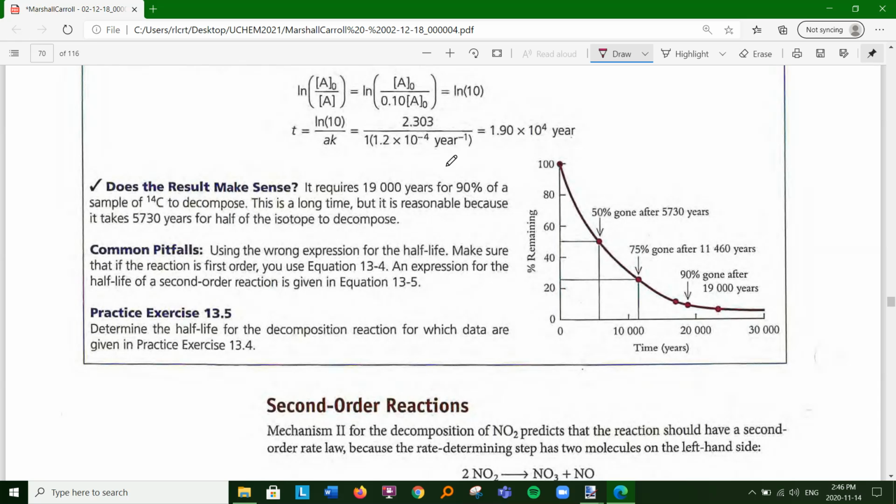Here's a graph of how much remains with time for some isotope or some reaction. Yes, it's actually for the one that we're talking about, to 19,000 years. It's for the exact question we have. So you start with 100% remains. Then after one half-life, you got 50% remaining. Then after another half-life, you got 25% remaining, and so on and so on. 90% gone after 19,000 years. So 10% remains.